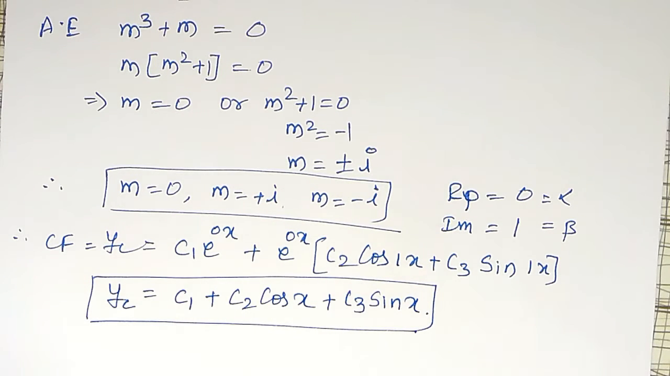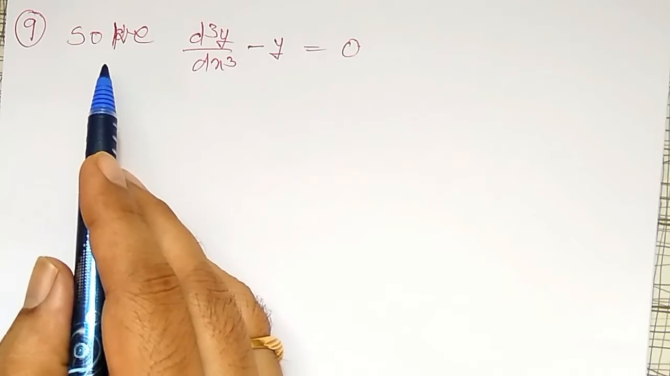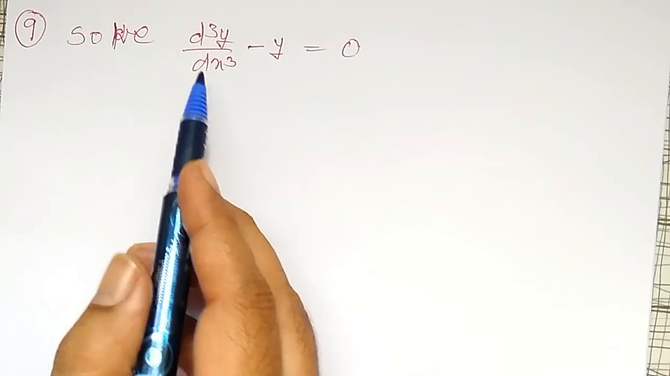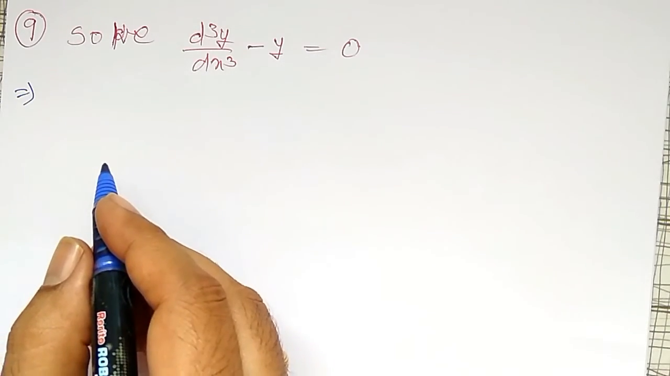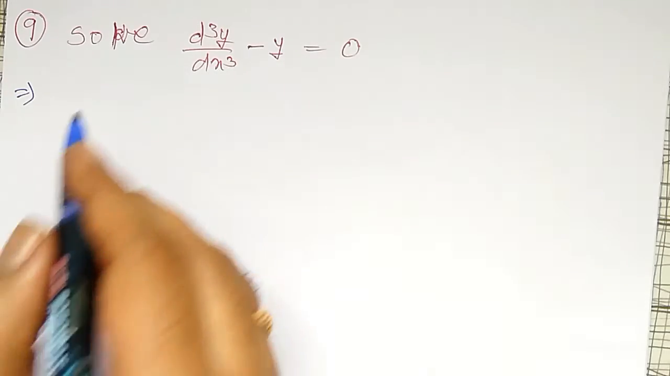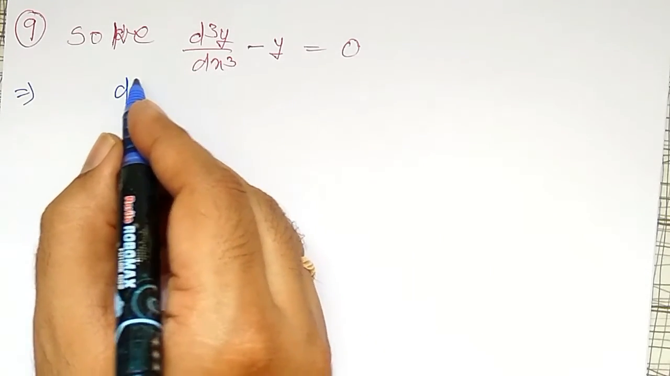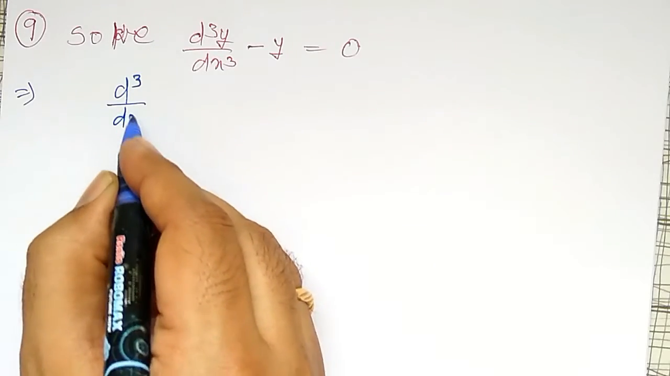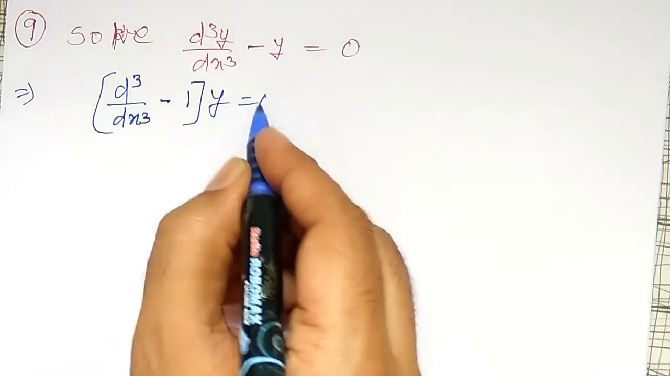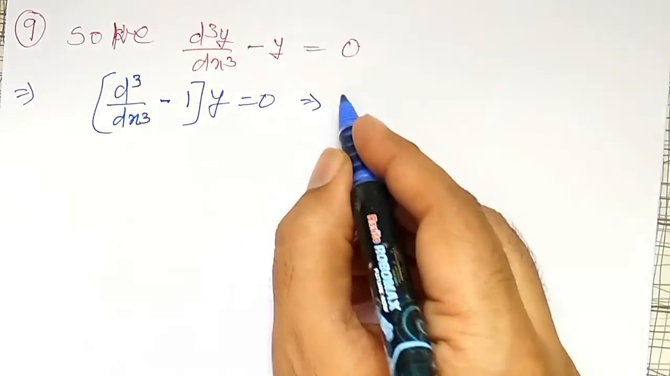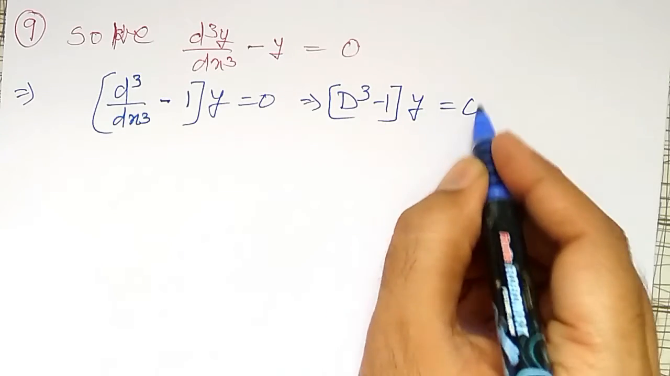Okay, like this, I will solve another example of the same type: d cube y by dx cube minus y equal to 0. Using the differential operator and taking y common, to avoid confusion I will write it as (d cube by dx cube minus 1) into y. Then I can write it as (d cube minus 1) into y equal to 0.